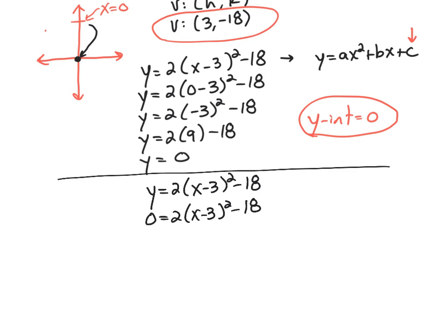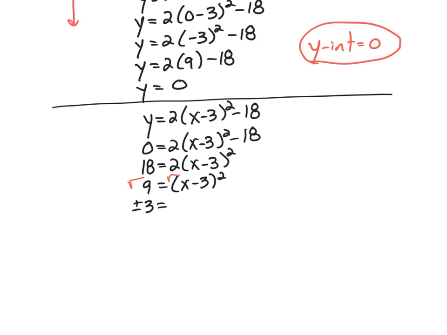Once I get it in this form, I can identify that the easiest way for me to solve this is just to isolate the x. So first I'm going to add 18 to both sides. So I have 18 is equal to 2 times (x minus 3) squared. I divide both sides by 2. So I get 9 is equal to (x minus 3) squared. Now to get rid of that square, I'm going to use the square root. So that gives me not only positive 3 but negative 3, because the square root of 9 is any number times itself that gives you that number. So positive 3 times positive 3 is definitely positive 9. Negative 3 times negative 3 is definitely positive 9.